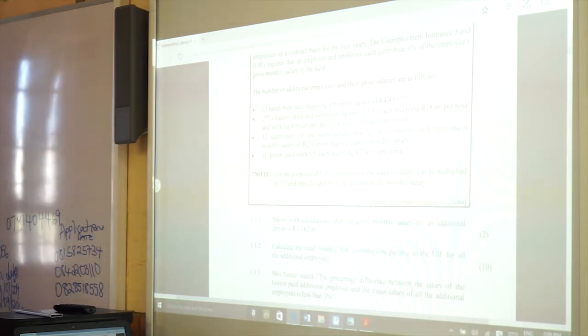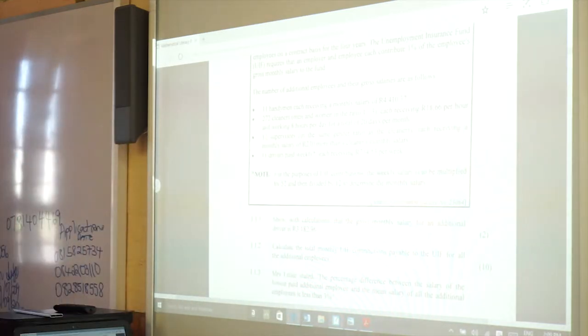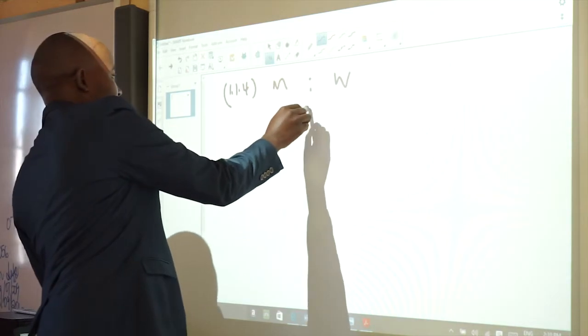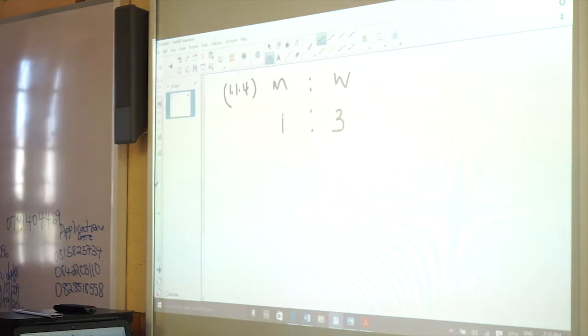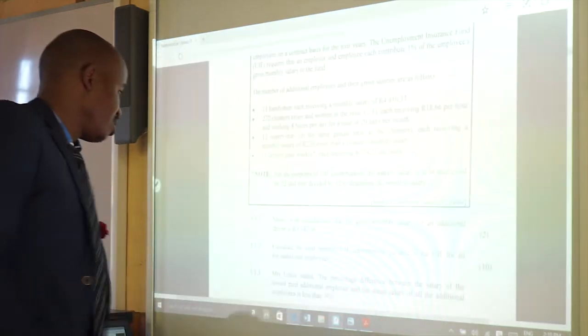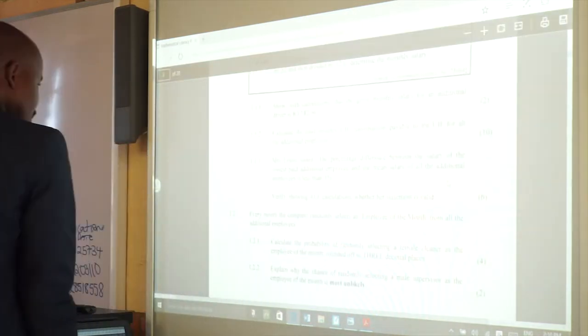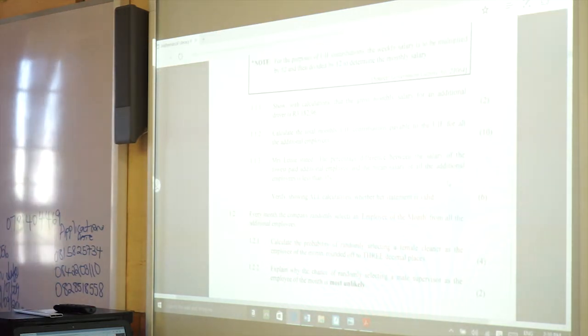Men and women in ratio 1 is to 3. The question is calculate. We now know there are 272 cleaners in the ratio of 1 is to 3. So that means for every 1 man, there are 3 women. So after this, I think we all agree that we've unpacked the question. You just need to use your calculators. 1.2.1. Calculate the probability of randomly selecting a female cleaner as the employee of the month.